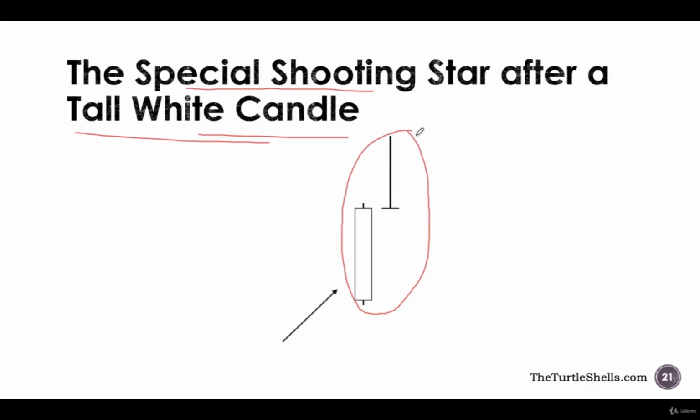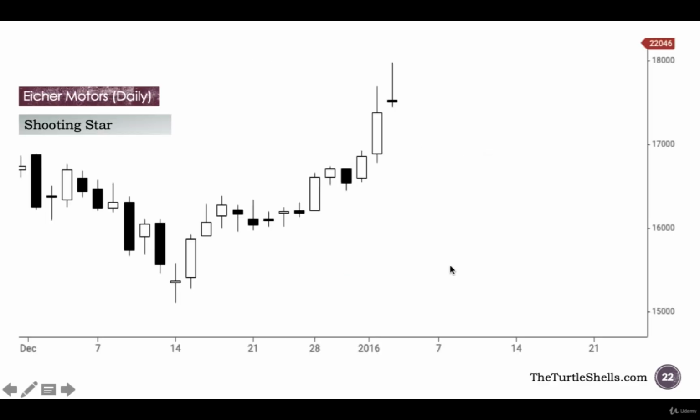you have this special shooting star. It doesn't even have a real body, which indicates that the bears are definitely back in the market. Just to compare the sizes of these two bodies, there is no comparison at all. This is because the bears are in the market. Plus, how can the bulls ignore the long upper shadow, which indicates bearishness? Okay, so that's a special shooting star after a tall white candle. A very powerful reversal pattern.